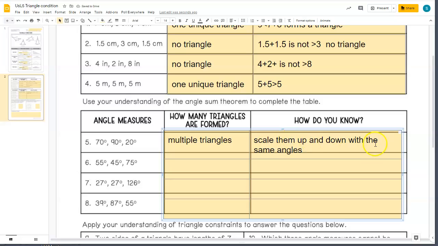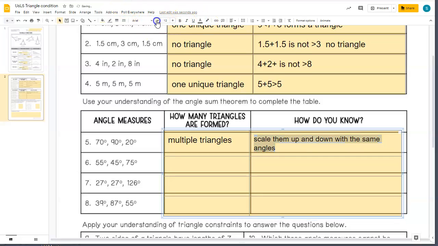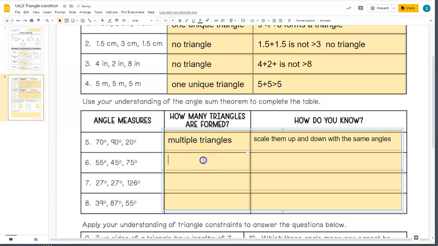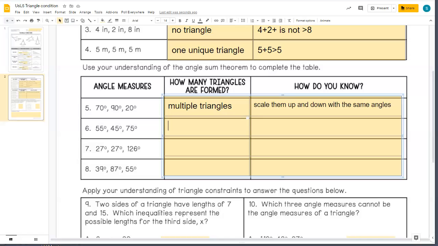Right? Oh, and it looks like I should make that text smaller, just so everything fits in. There we go. Well, let's look at this one. Again, we've got three angles. Do they add up to 180? Well, in this case, they don't, because we've got 55 plus 45, that's 100. That's 175. So it's not a triangle.